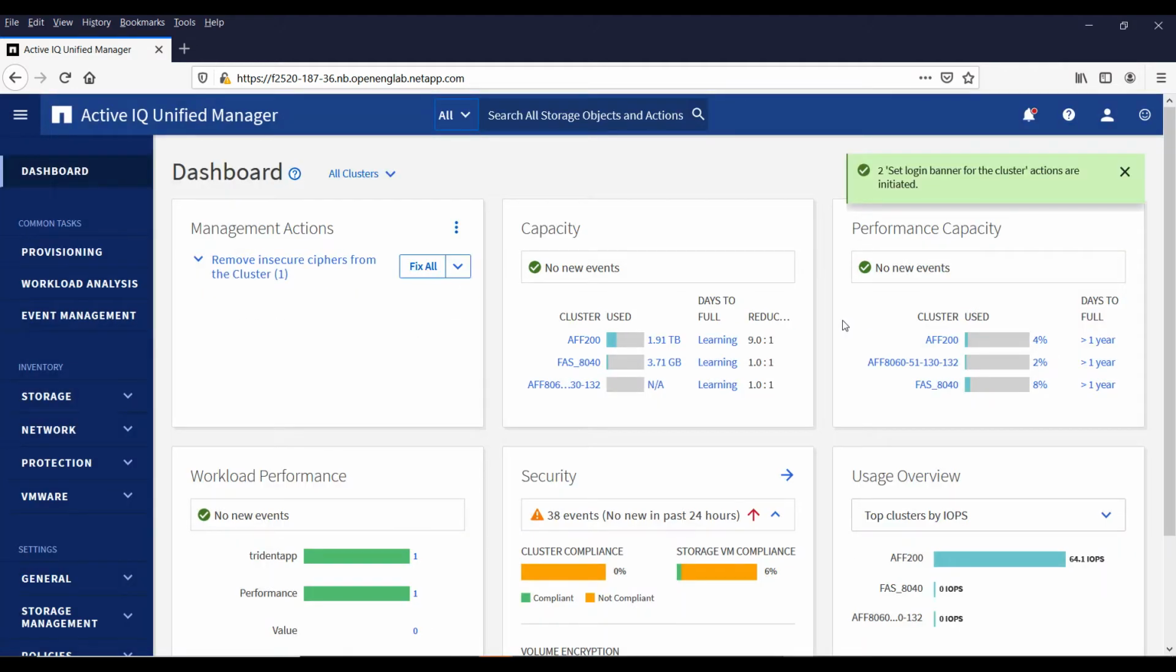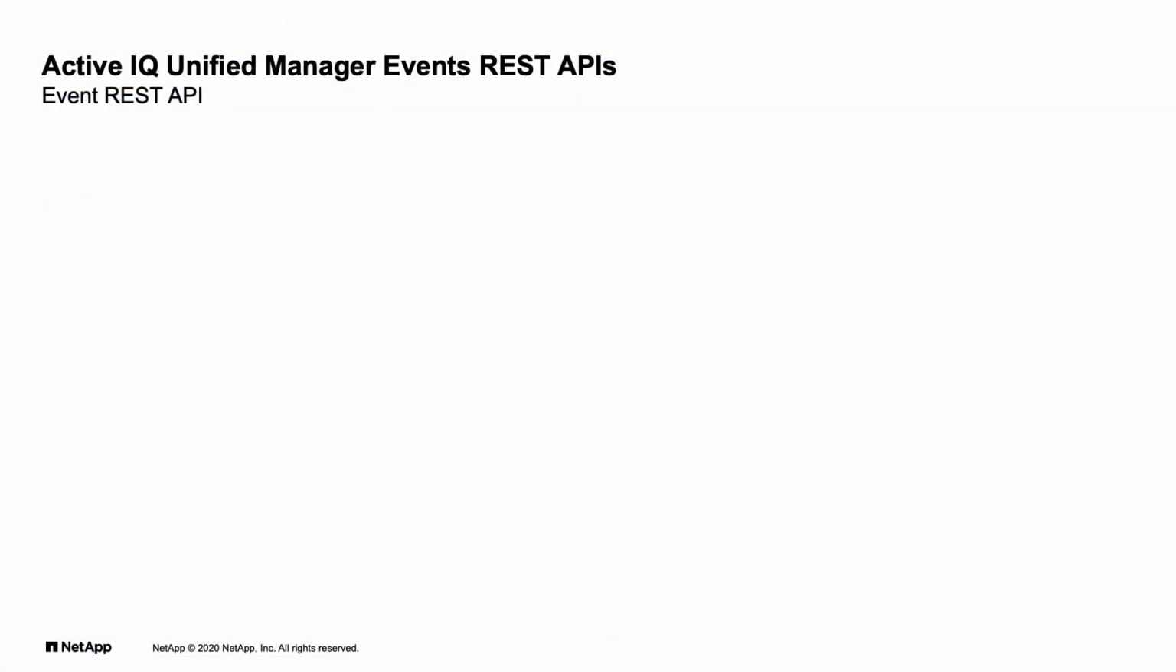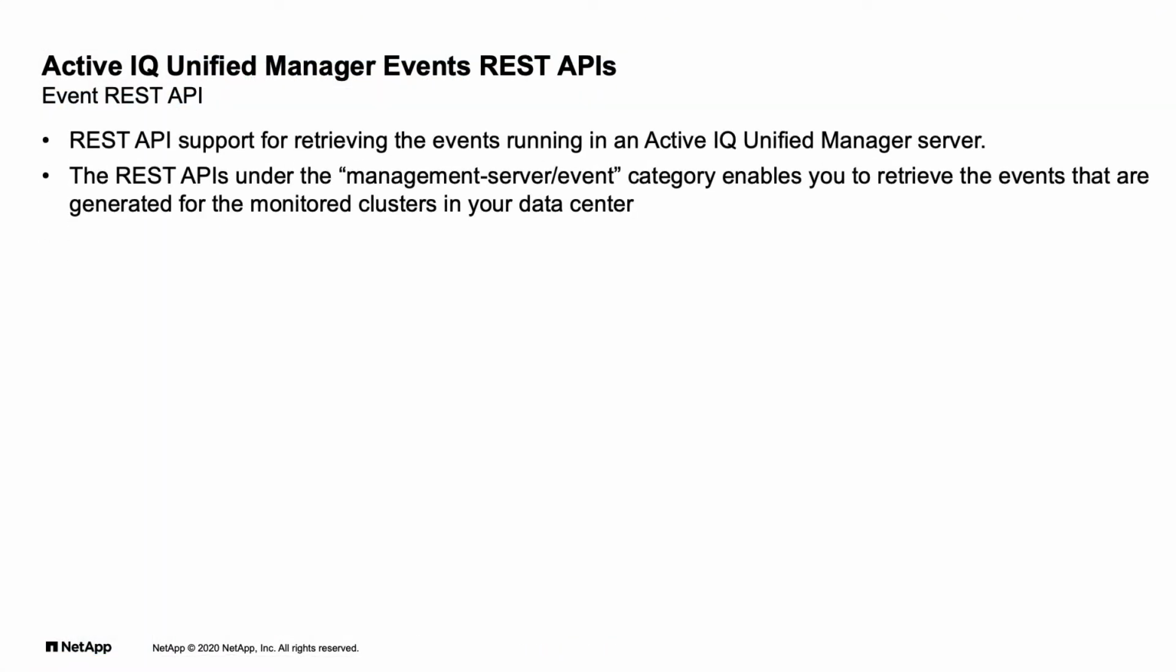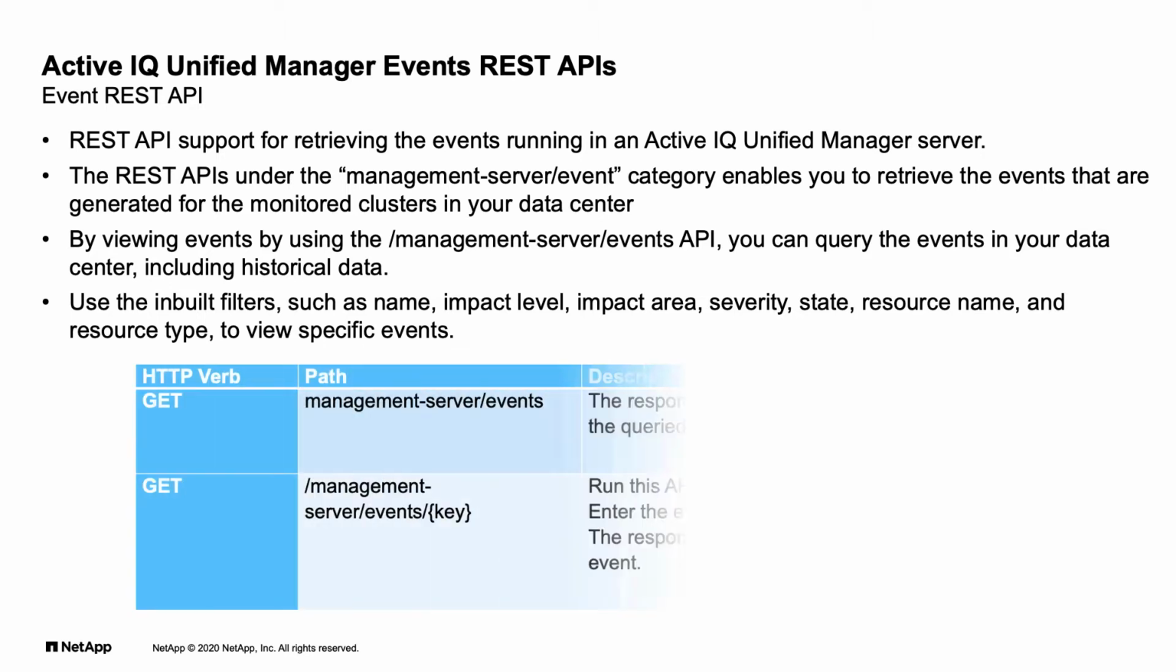This latest version of AIQUM has also added RESTful API support for retrieving events running in an ActiveIQ Unified Manager server. The REST APIs under the Management Server/Event category enable you to retrieve events that are generated from the clusters you're monitoring. In this release, only GET operations are possible using the Events API. Using this API, you can query the events, including historical data, by using built-in filters.